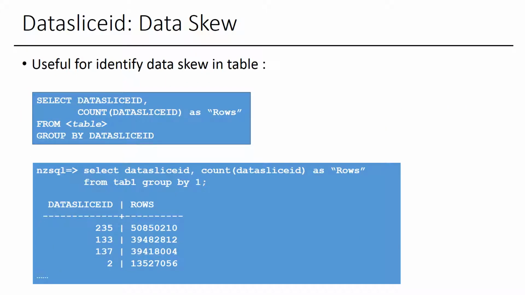Here is an example where data slice ID can be used to verify data distribution. To check the data distribution, run this query against an individual table. The query output shows the row count in each data slice for a table called tab1. Ideally, data rows should be evenly distributed across all data slices, but in this case, the row count shows data is not distributed properly. Some data slices have more data than others, indicating a data skew in that table.